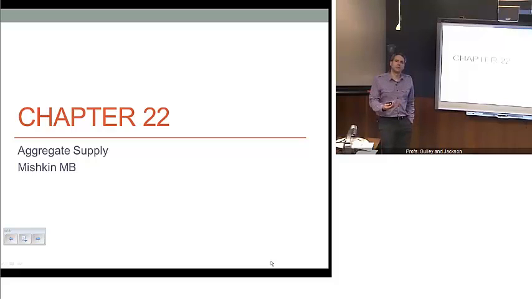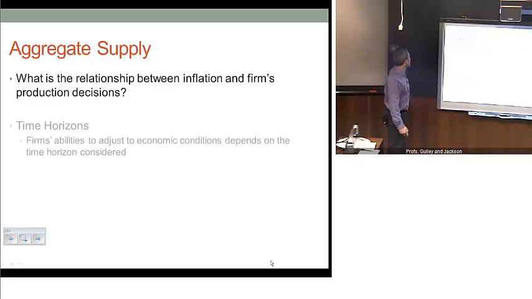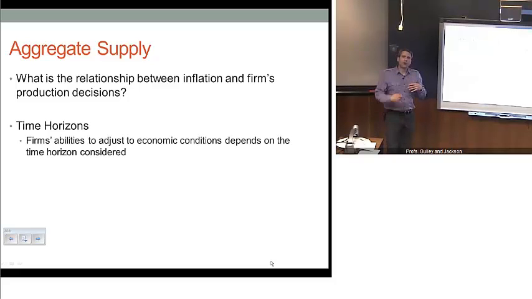And in some sense, it's a little bit easier, but in another sense, it's a little bit more difficult because of the way in which we split aggregate supply into two different notions. The basic idea of aggregate supply really is to understand what the relationship is between inflation and firms' production decisions. And so that's really going to define this notion of aggregate supply. Before we do that, we need to understand the role that time horizons plays.